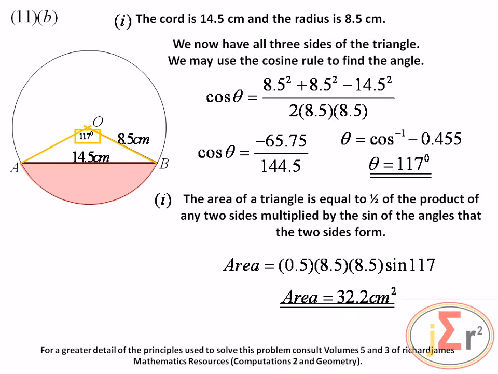Now we are going to determine the area of the shaded region. We will use pi is equal to 3.14.